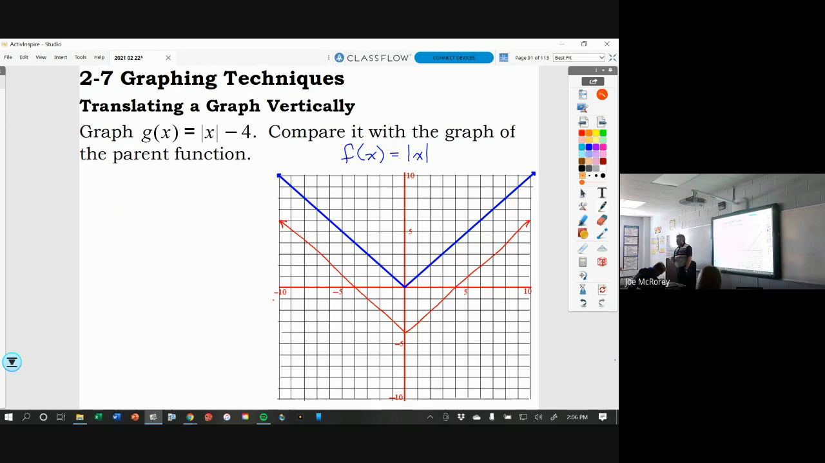So what did that -4 do? Bumped it down. Translates, that's what the word is. I kept thinking transform. 4 units down. Pretty simple. I think the blue lines are better. Here's the graph of the parent function. That's just the comparison. The red graph is 4 units lower than the blue function, right? Yeah.